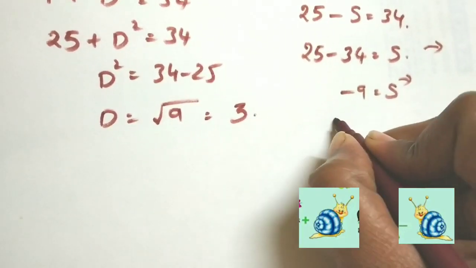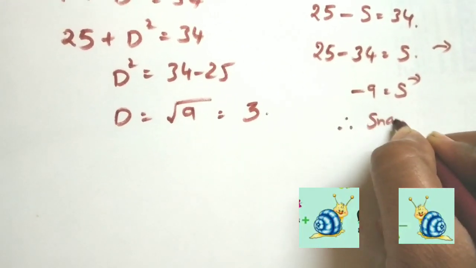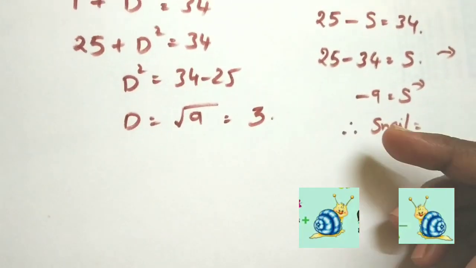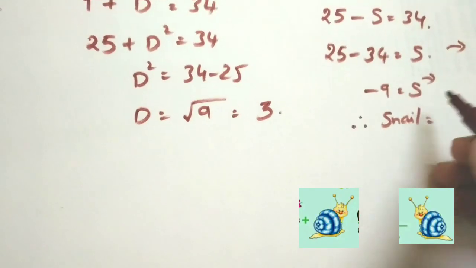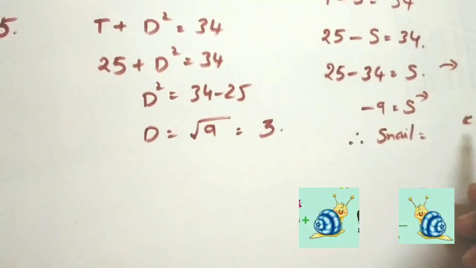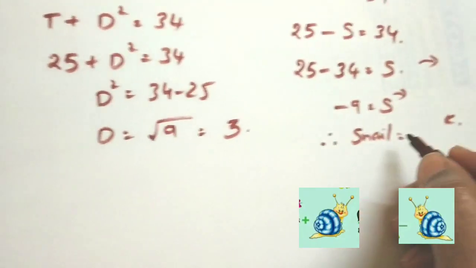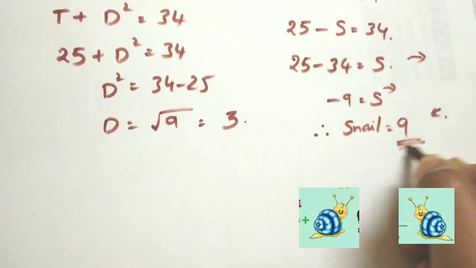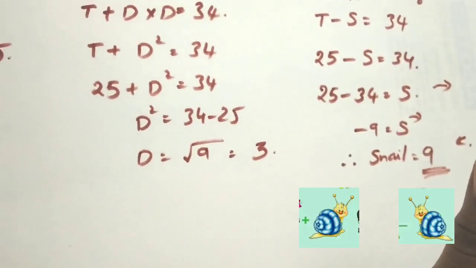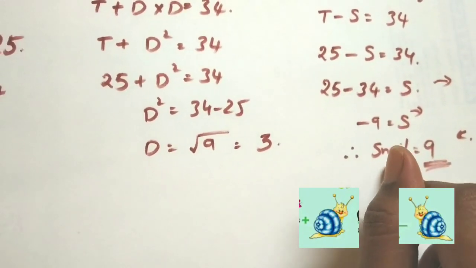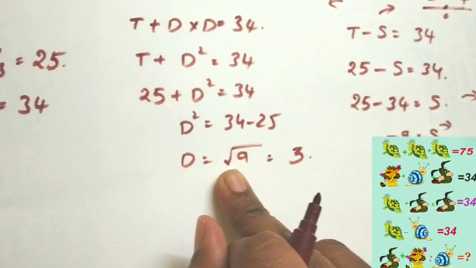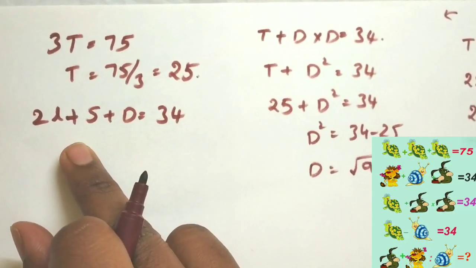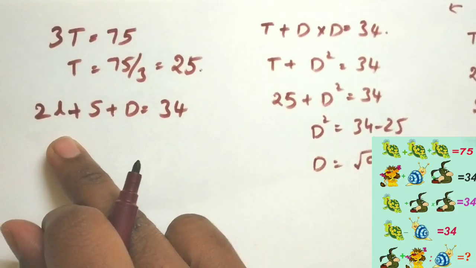So exactly, the snail value is equal to, in all the remaining diagrams the snail is watching this side only. So the snail you should take as plus 9. This is the main logic in this puzzle. That's it. Now you have the snail value and the donkey value, so substitute in the second line. You will get the line value.